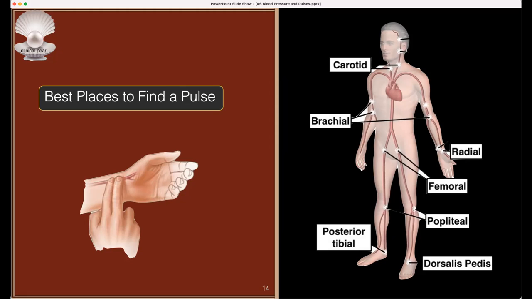And of course, the popliteal, dorsalis pedis. Dorsalis pedis is a great place to check for peripheral circulation. If they've got a fairly good dorsalis pedis, it means you're getting a pretty good generated blood pressure throughout the rest of the systemic circulation.